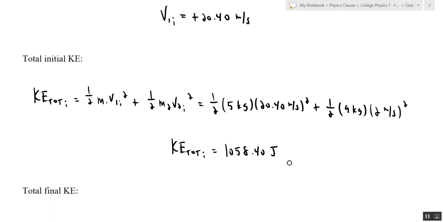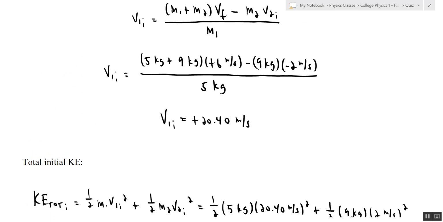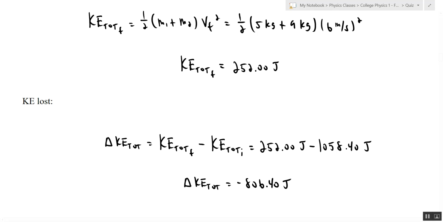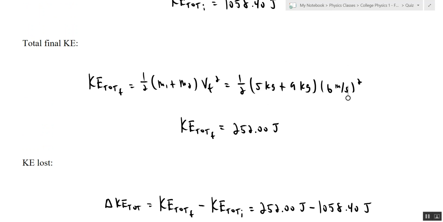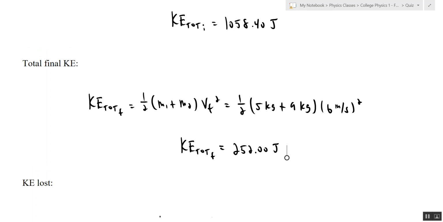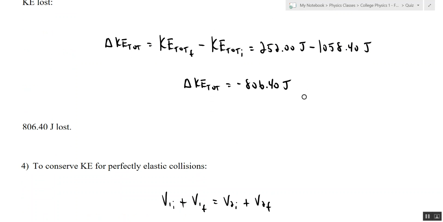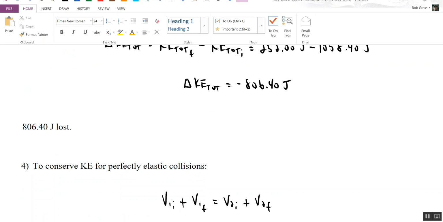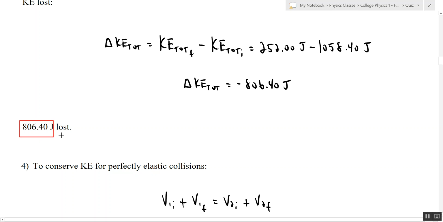Then after they collide, it's basically like a 5 kilogram and a 9 kilogram mass stuck together. So a 14 kilogram mass, that's 5 plus 9, moving at the final velocity of 6 meters per second, which is what I did here. So that has some kinetic energy of basically 1/2 of 14 times 36, which is 252 joules. So once again, you should know that in an inelastic collision, you lose kinetic energy. In this case, we go from this to that. So how much we lose is this, but in reality, I'm asking for how much is lost, which is 806.40 joules.